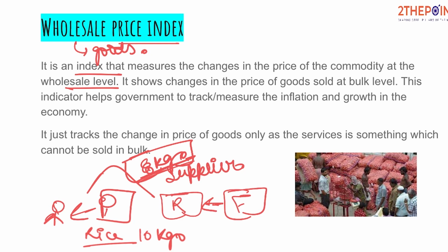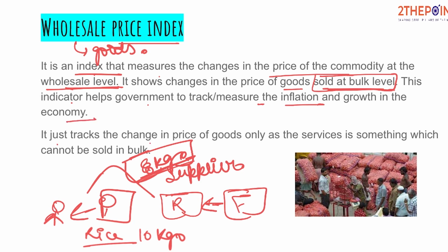So we'll go through this once again. It is an index that measures the changes in the price of the commodity at the wholesale level. As I have explained, now I think it must be clear to you. It shows changes in the price of goods sold at bulk level. Definitely the retail shop must not have got just 1 kg of rice from the factory. It must have got a quintal of it, or 50 kgs or more than that. So the price is tracked at bulk level. This indicator helps the government to track or measure the inflation and growth in the economy.